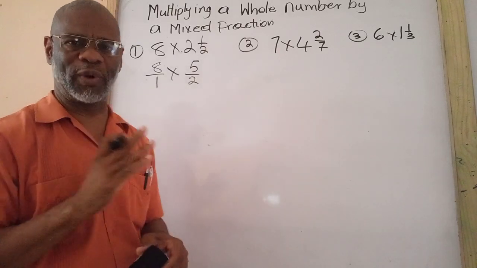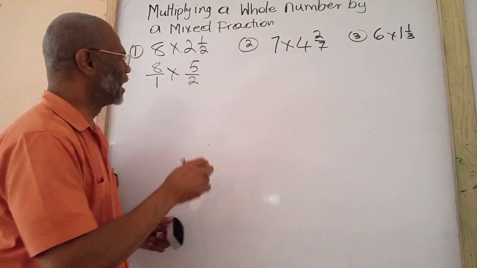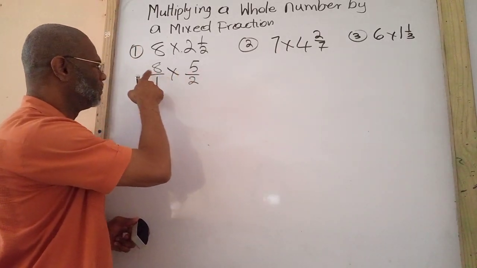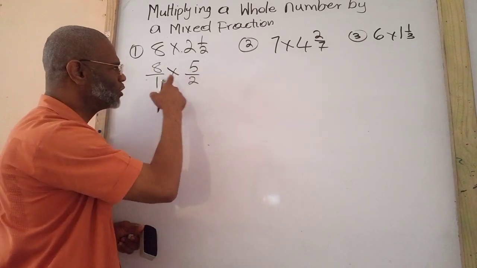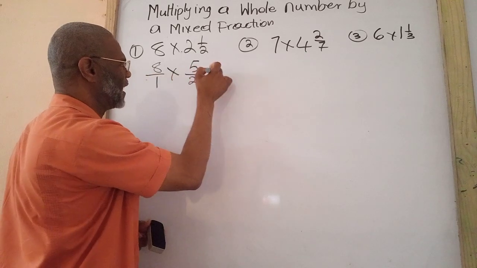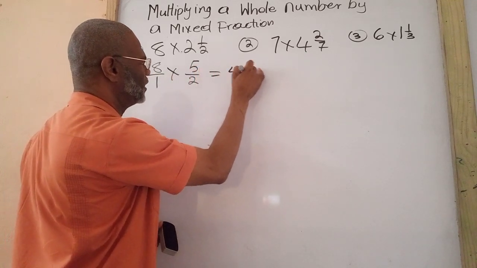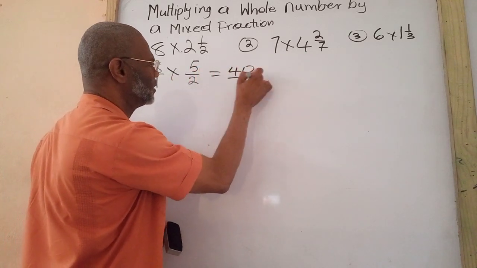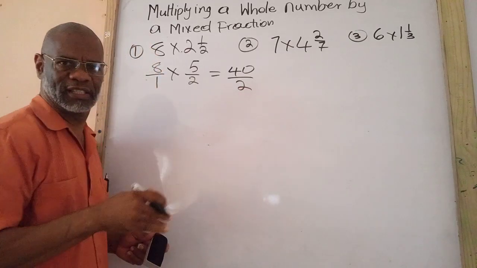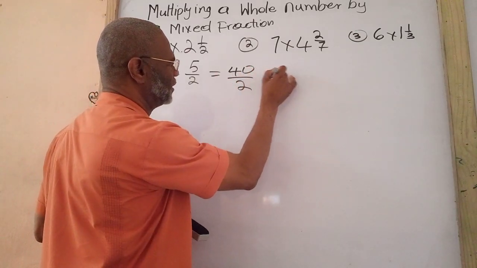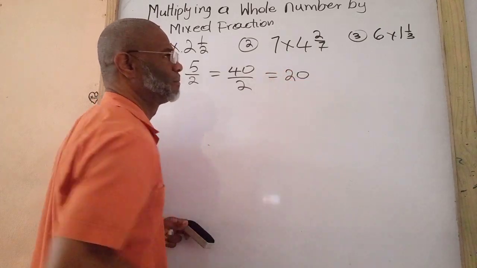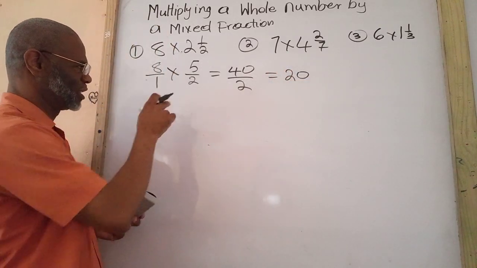Now there are two ways you can do this. One, we can multiply across, so we can multiply the whole number by the numerator. And so if we do that, we have 8 times 5 equals 40 over 1 times 2 is 2. And then we simplify that, so 2 into 40 is 20. Alright? Now, let's do this another way.